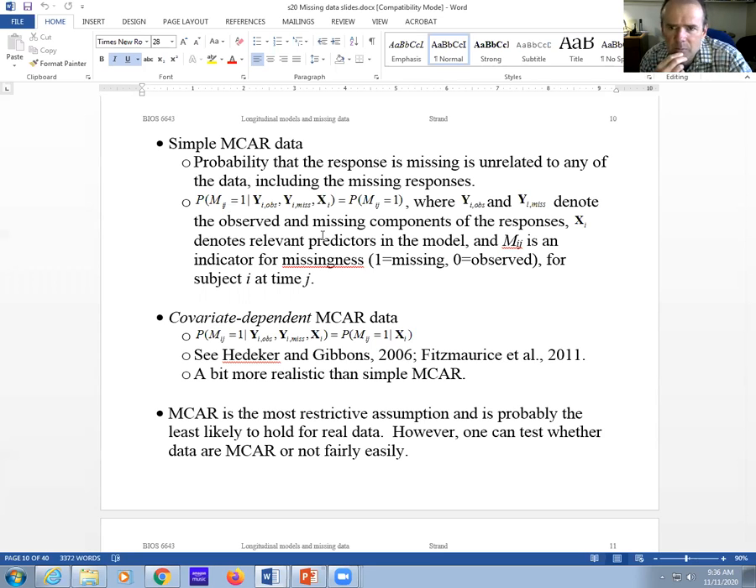So that's truly missing at random. What I would think of as missing at random is really called missing completely at random. So it's as if you have the data set and you randomly go in and remove values, okay?